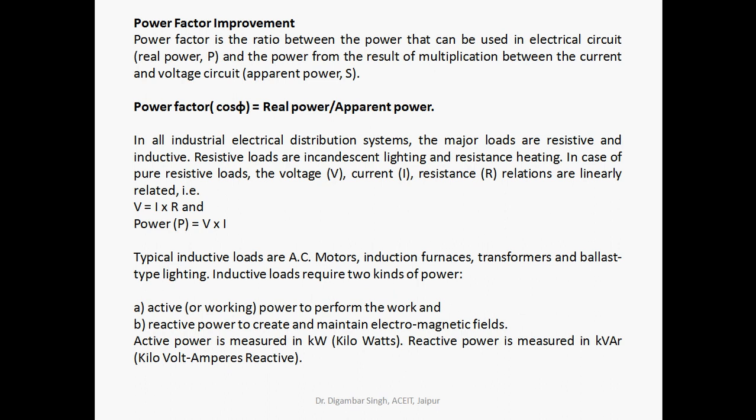In all industrial electrical distribution systems, the major loads are resistive and inductive. The resistive loads are incandescent lights and resistance heating. In the case of a pure resistive load, voltage, current and resistance are linearly related. That means V is equal to IR and P is equal to VI, that means apparent power in VA.